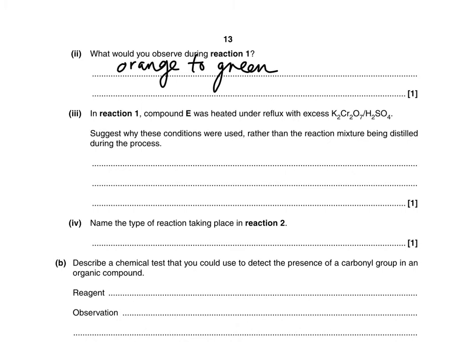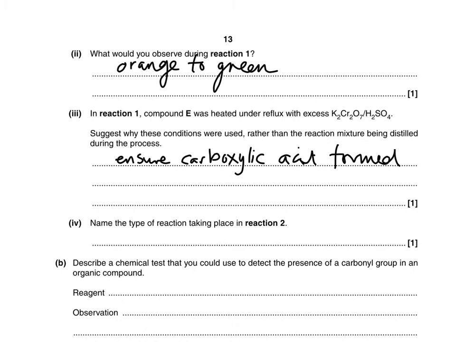Now I've already slightly touched on this. I mentioned that it was heated under reflux with excess. That's to ensure fully oxidised. But just saying fully oxidised won't be enough to get the mark. You need to say either that you ensure carboxylic acid formed, or conversely, you can say to ensure that aldehyde is not formed. Or something to the effect of distillation would form the aldehyde.